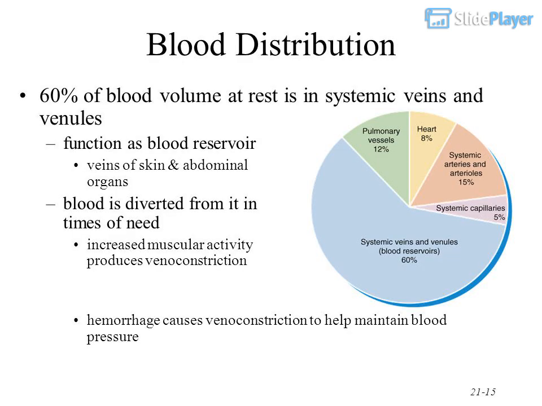Blood distribution. At rest, 60% of blood volume is in systemic veins and venules, which function as a blood reservoir, especially the veins of the skin and abdominal organs. Blood is diverted from this reservoir in times of need. Increased muscular activity produces vasoconstriction, and hemorrhage causes vasoconstriction to help maintain blood pressure.